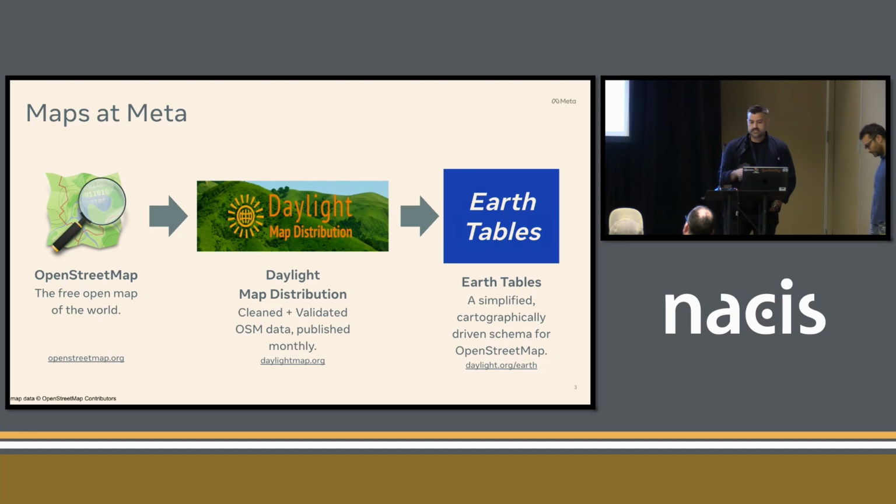And then last year at NACIS, we talked about this Earth Tables project we started. So Earth Tables is built on top of Daylight. It is a very simplified version of OpenStreetMap. We took about 4 years of building our vector tile base maps, all the logic we learned over 4 years of building map layers, and basically reapplied that to OSM and created this cartographically driven schema.